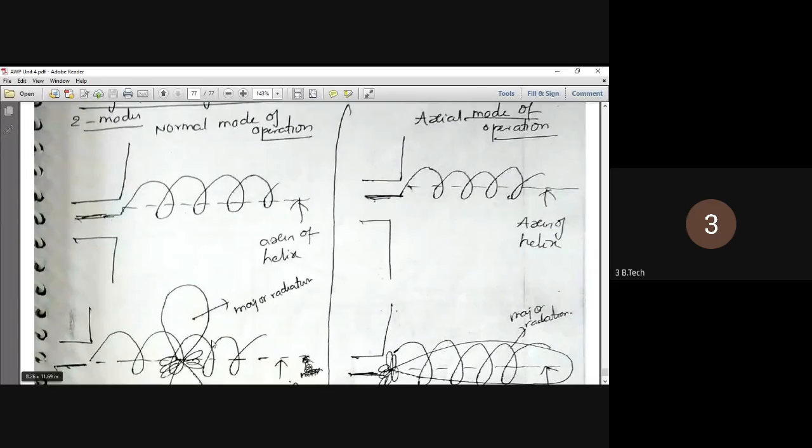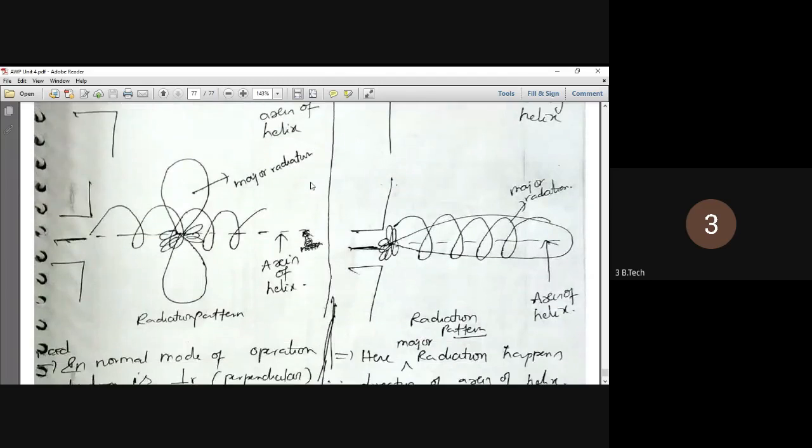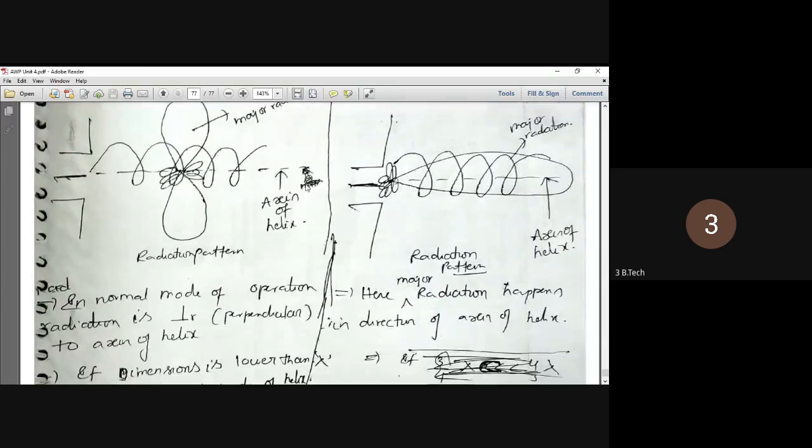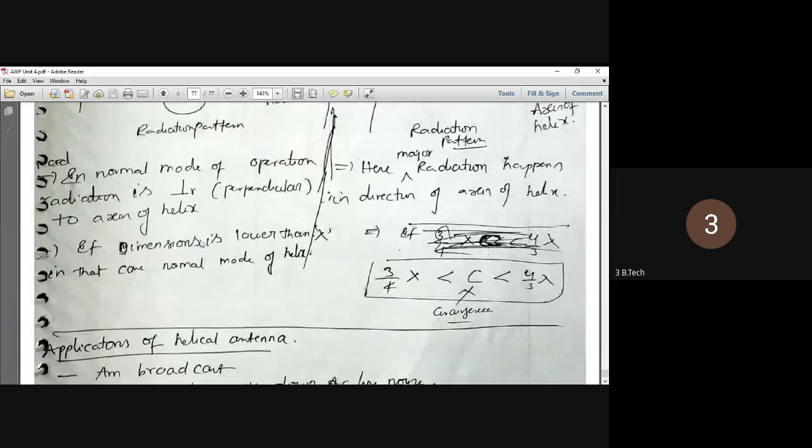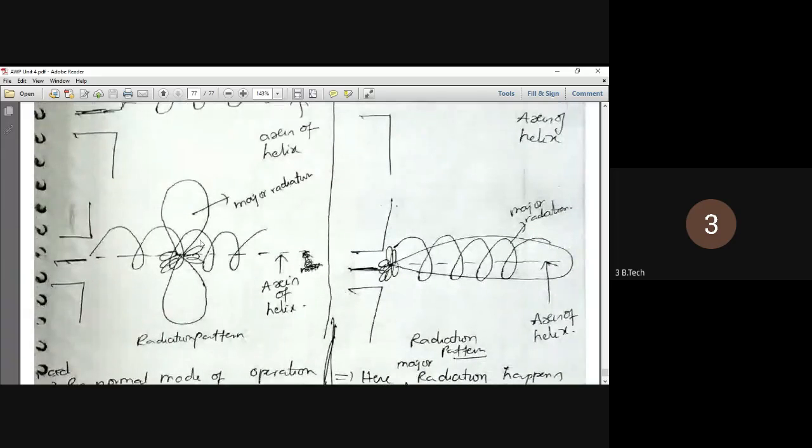Normal mode: here you can see the center axis of the helix. The helix turns we can see here. In the normal mode of operation, radiation is perpendicular to the axis of the helix. Here you can see the direction. So d greater than 3 lambda by 4, and with so many minor lobes, the radiation pattern comes like this. If dimensions are lower than lambda, in that case, normal mode of helix.